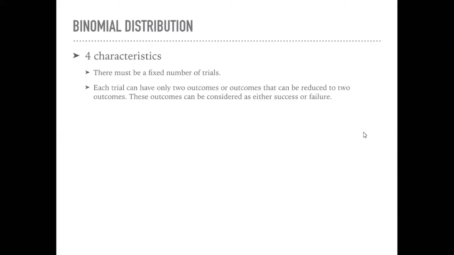So the binomial distribution, there are 4 characteristics that set apart a binomial distribution, and that's because it has to fit a binomial experiment for it to be a binomial distribution. So a binomial experiment has the 4 characteristics. First of which is there must be a fixed number of trials. Another characteristic is that each trial can have only two outcomes, or outcomes that boil down to two outcomes, and these outcomes can be considered either success or failure.